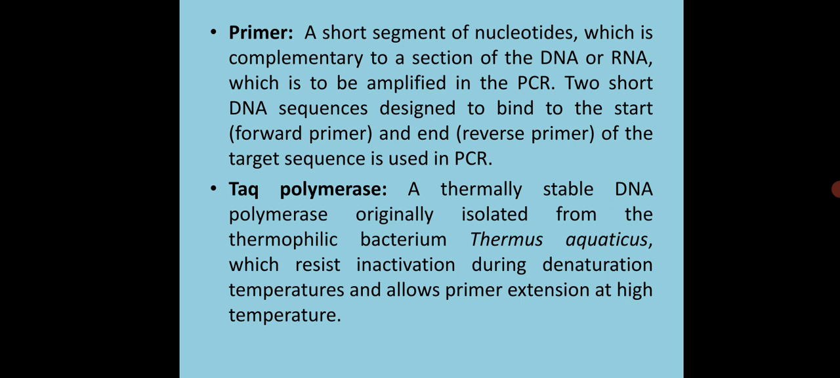Taq polymerase, Thermus aquaticus polymerase, is a thermostable DNA polymerase originally isolated from the thermophilic bacterium Thermus aquaticus, which resists inactivation during the denaturation temperature and allows the primer extension at high temperature.